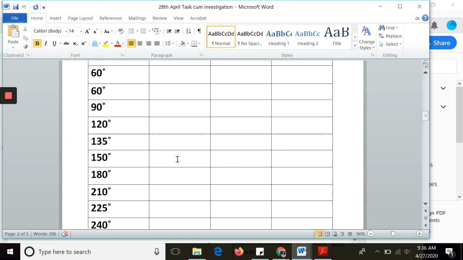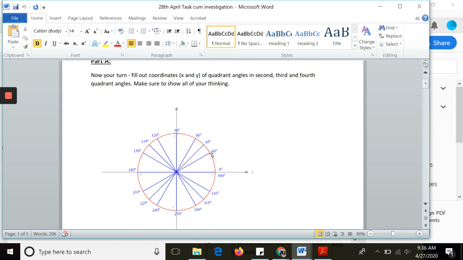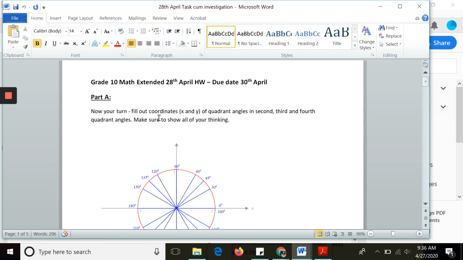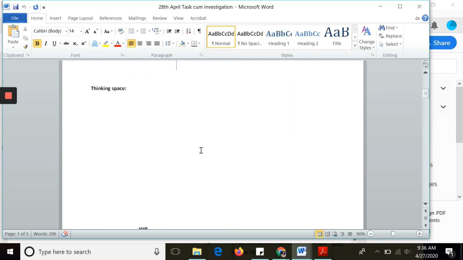I am calling this the homework. It will be due on 30th of April, since we'll have the next lesson on 1st of May. I already did the first quadrant, so what you have to do is fill out the coordinates of the quadrant angles in the second, third, and fourth quadrants, and make sure to show all of your thinking. I gave you the thinking space here. I'm going to make a copy for each of you so that you will have your own copy.